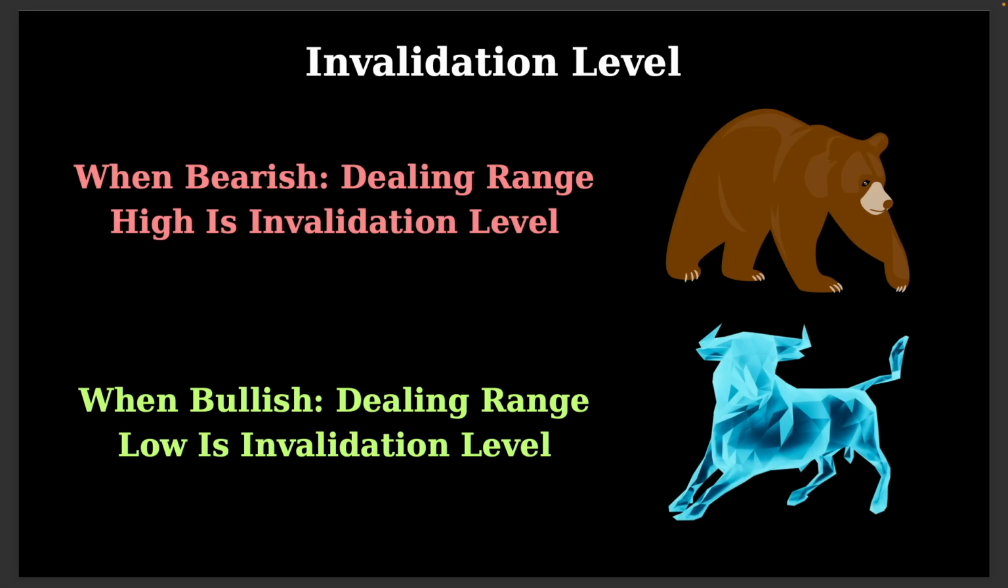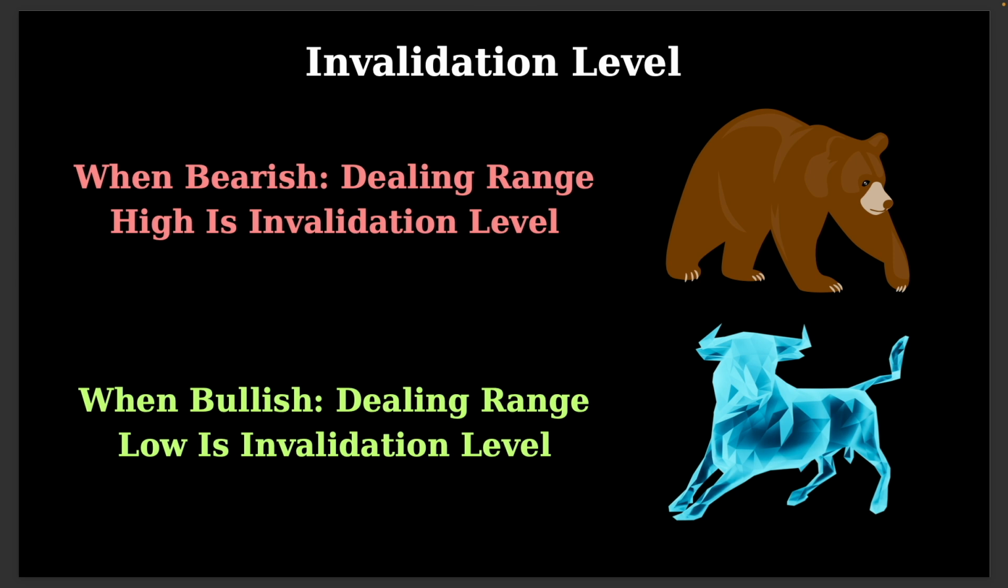So after we've identified our dealing ranges on each time frame and the key reference points that reside in a premium and a discount of those dealing ranges, we need an invalidation level to say, okay, if this gets broken, I am wrong. I need to reassess my analysis. And we will have ways to refine this as we go along. But the main rule of thumb is as you see here. If we are bearish, the dealing range high is the invalidation level. If we are bullish, the dealing range low is our invalidation level.